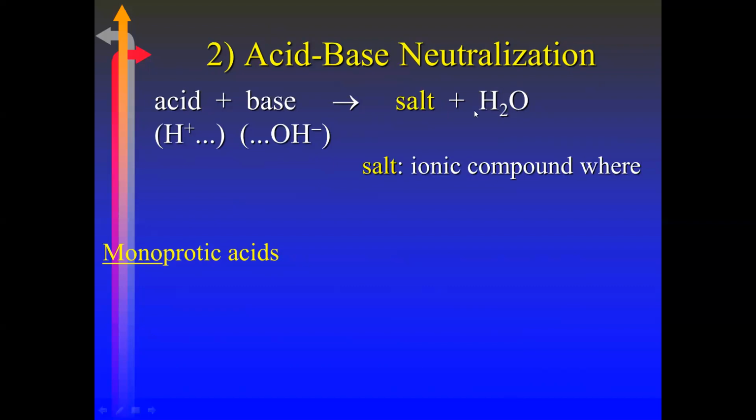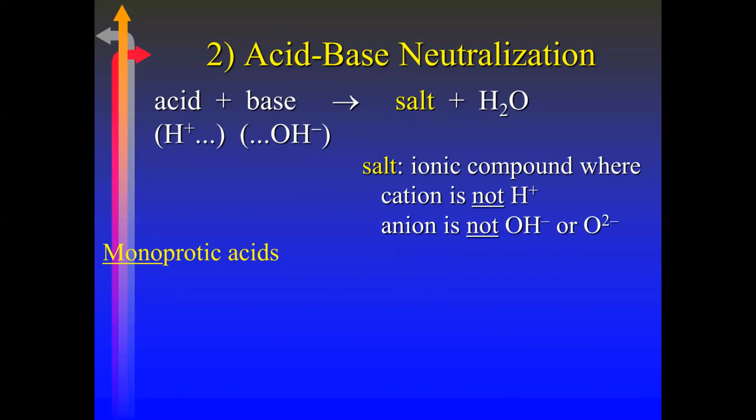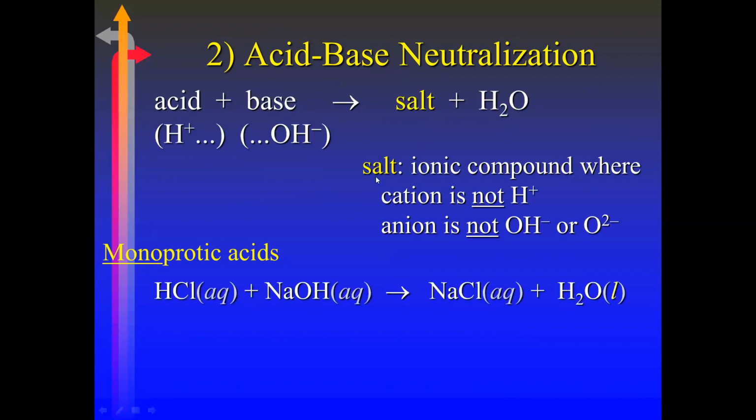The second product will be salt. Salt is an ionic compound where the cation is not hydrogen and the anion is not OH ions. That we call salt. Because if it contains this one, we will call them acid, right? If it contains this one, we will call it the base. We will not call them salt. This is why it's defined like that. Whereas this one will be called salt.